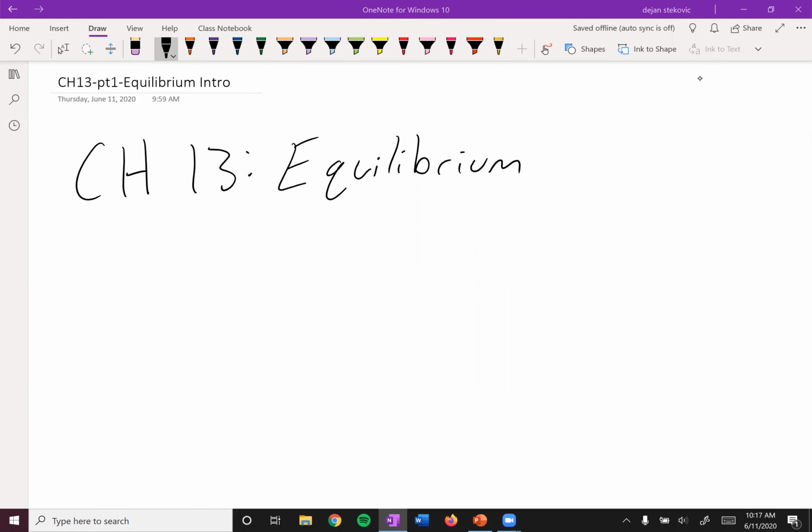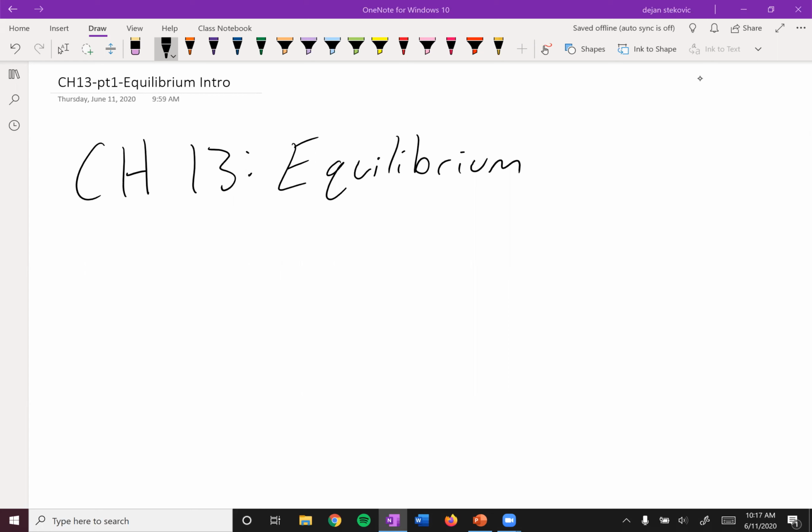All right, so previously we talked about kinetics, which was how fast a reaction is going. And that's kind of talking about the beginning and middle of a reaction. Next up, we're going to move on to equilibrium. In this case, what we're talking about is kind of the end point of the reaction.